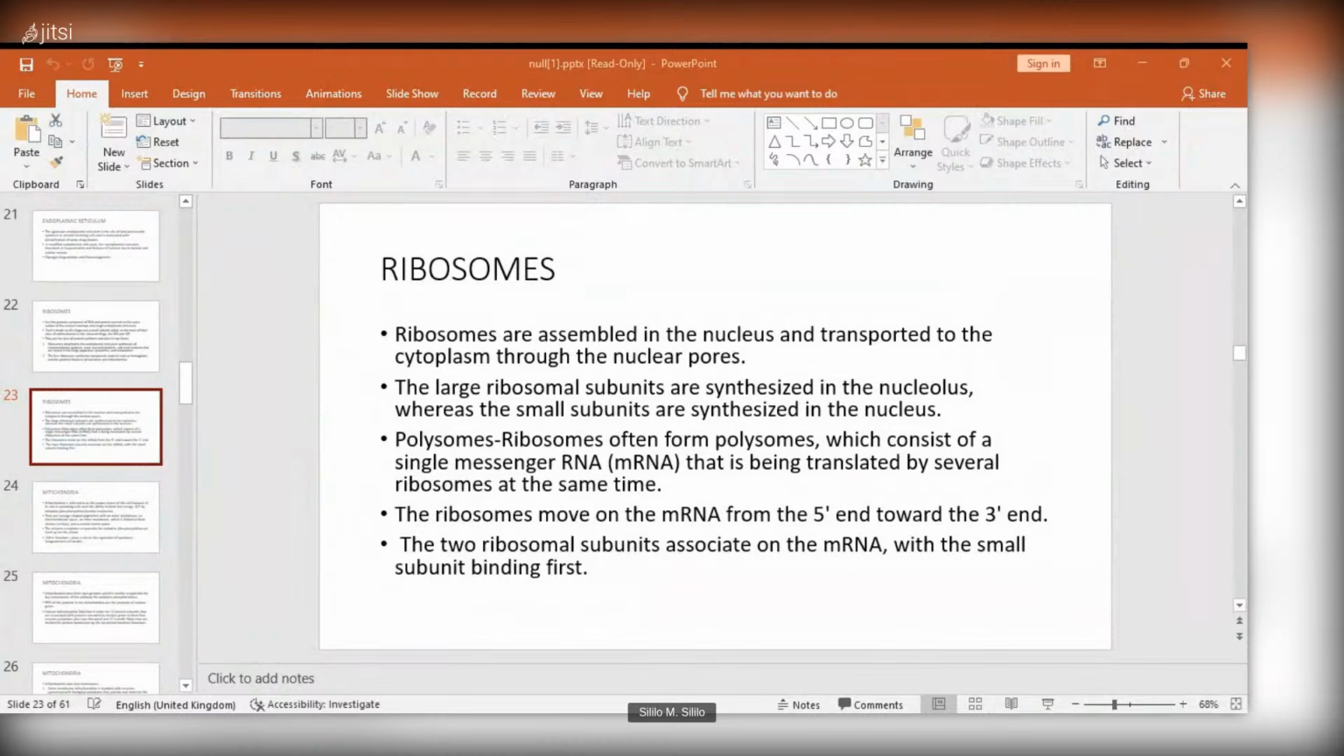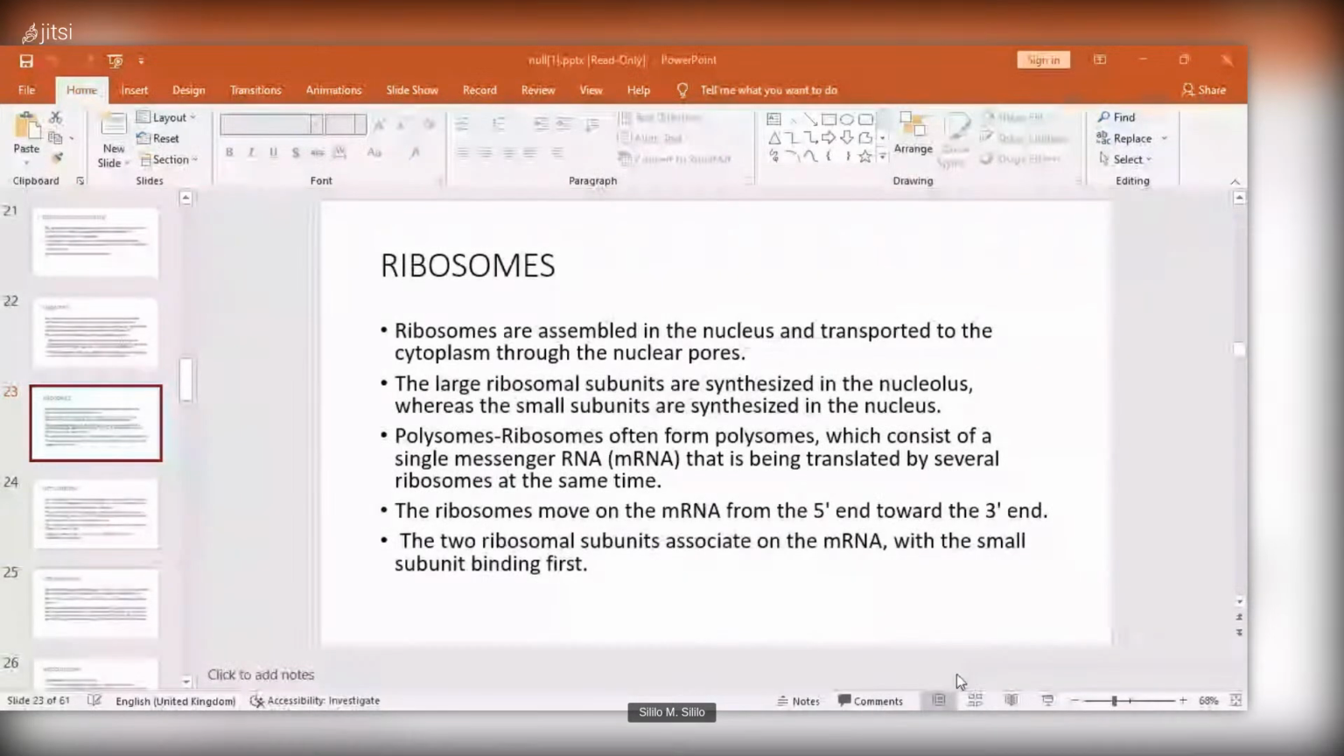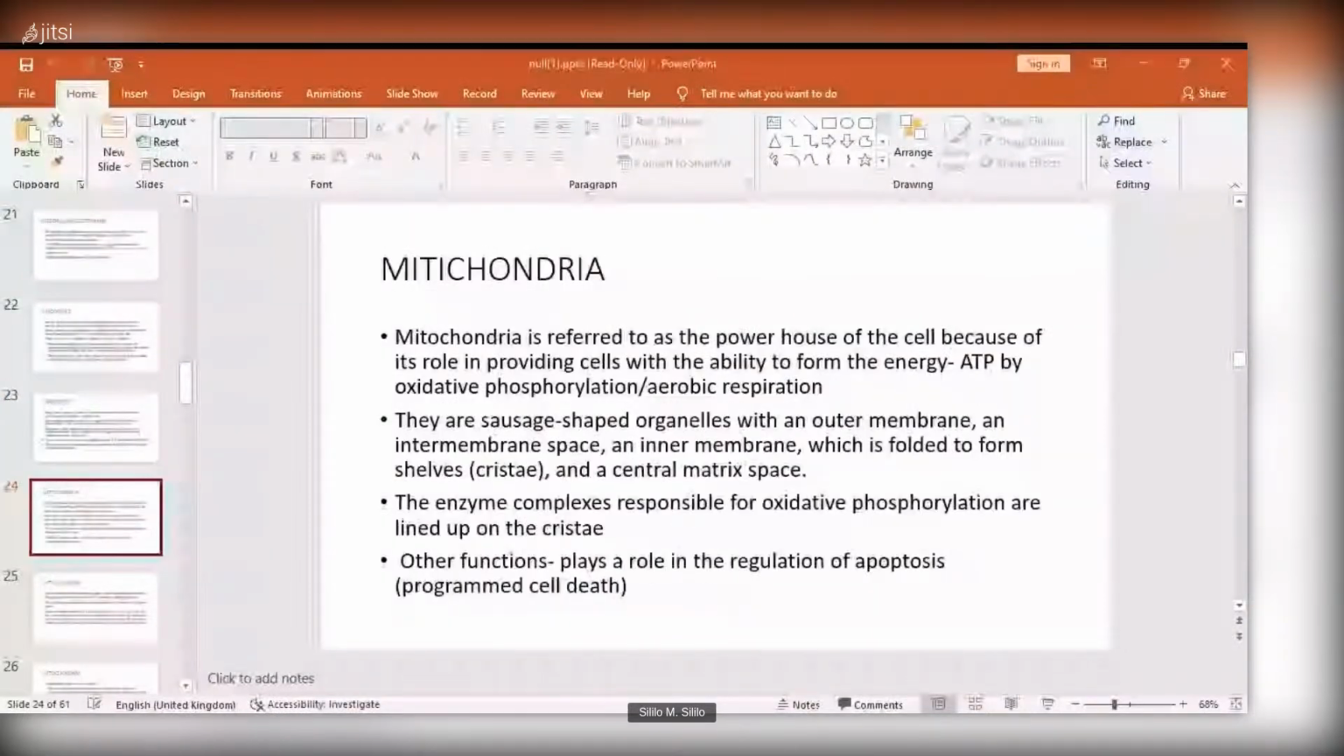Okay, so those were your ribosomes. Please remember the difference in protein synthesis between the free ribosomes and the ones that are attached to your endoplasmic reticulum.